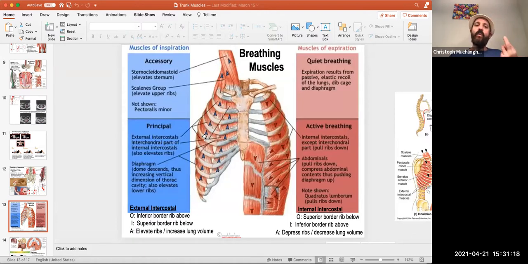And then we got one that is an exhalation muscle that we talk about. Well, when we have quiet breathing, which is like we're just sitting there, we don't do much, then we don't really use that exhalation muscle, because we just have a recoil of the lungs. The rib cage has elasticity to it, and it can recoil. And so that's the exhalation.